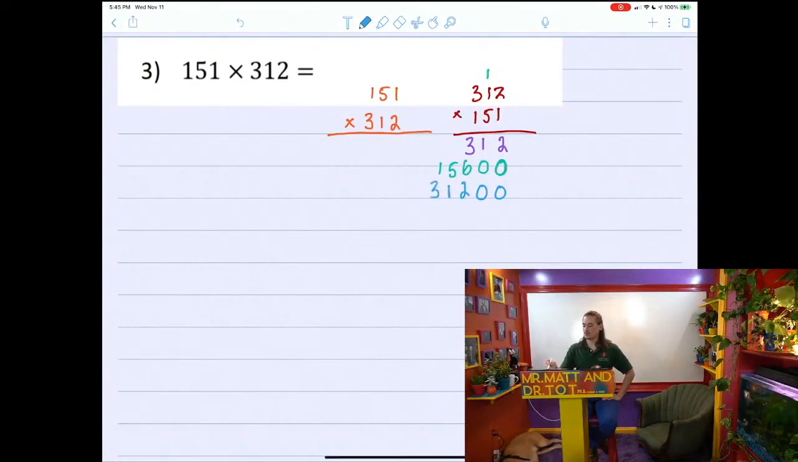So if we sum all of these values up, we're going to get 2 plus 0 plus 0, that's 2. 1 plus 0 plus 0, that's 1. 3 plus 6 plus 2. 3 plus 6 is 9. 9 plus 2 is 11. So keep the 1, regroup the tens digit of 1 over. 1 plus 5 plus 1 is 1 plus 5 is 6. 6 plus 1 is 7. And then 1 plus 3 is 4. So our answer here is going to be 47,112.